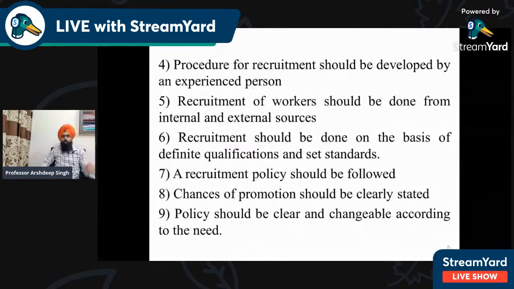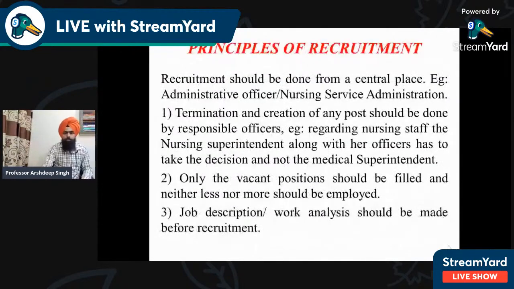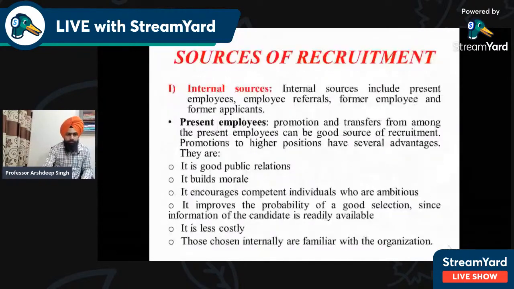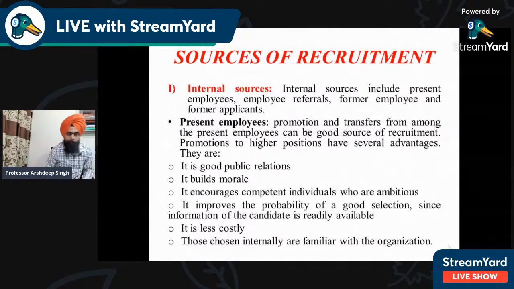Okay. So that was about the principles of recruitment. Next one is sources of recruitment. So what are the various sources? There are two types of sources. First one is the internal source. Second one is the external source.